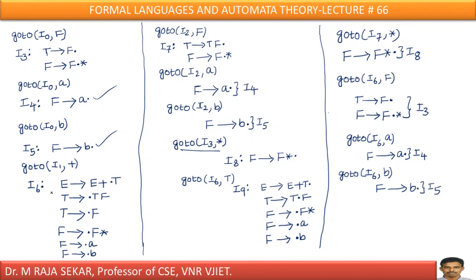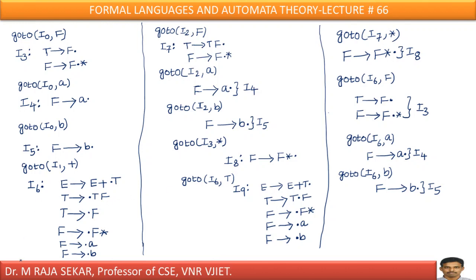Now I must consider I6. What about I6? After the dot I have T. Therefore I6 comma T. I6 comma T means this dot must be moved to the right side. E goes to E plus T dot. I6 comma T also means, I must move this dot to the right of capital T. Therefore T goes to T dot F. Again after the dot I am getting a capital letter. Therefore I must write all the productions of capital F from I0. That's what I am doing.